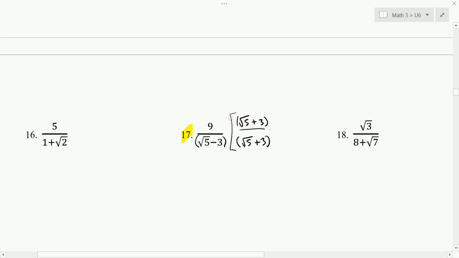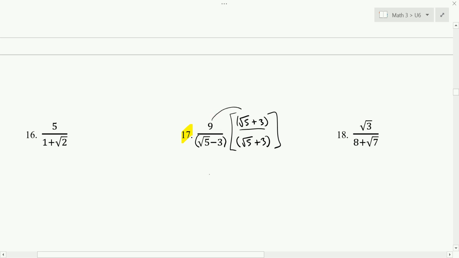which is just 1. Right? If we multiply a fraction by 1, it doesn't change its value. But by doing this, we end up multiplying the denominator with a conjugate. When you multiply those conjugates, it gets rid of square roots, and that's what we're trying to do. So let's multiply the numerator first.